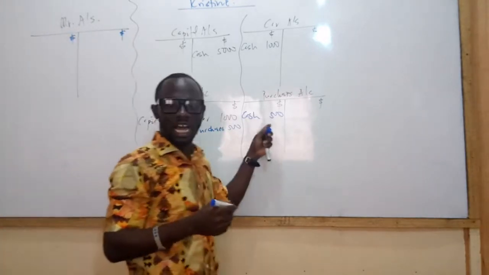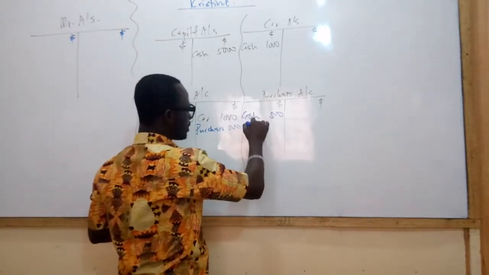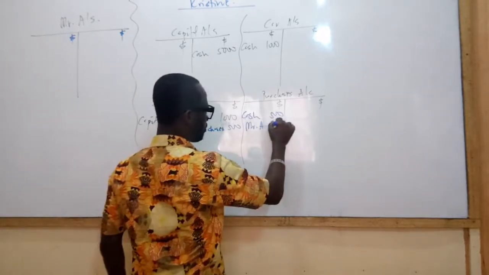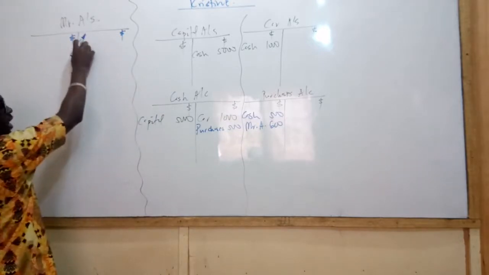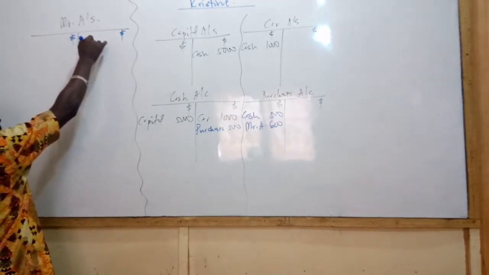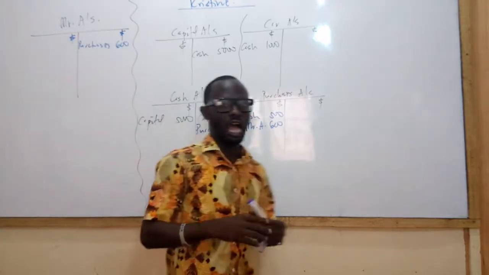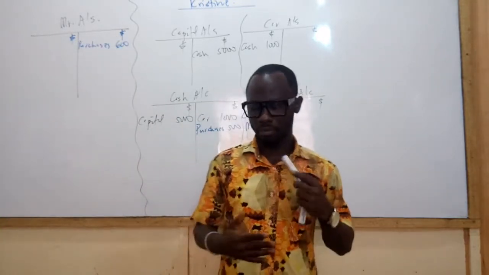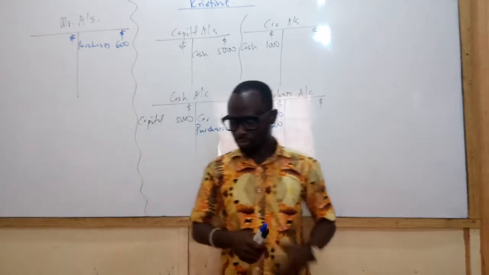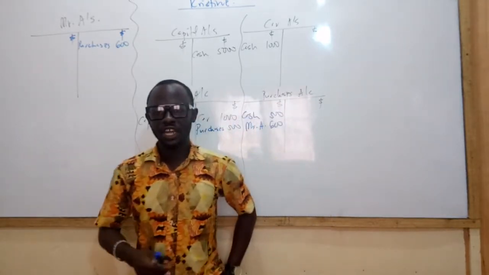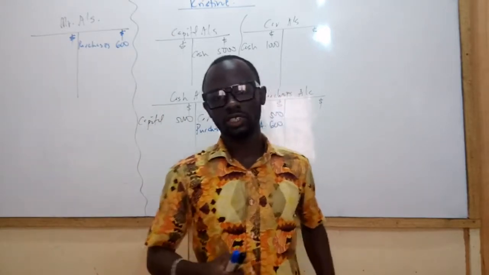So, purchases account will be debited in the name of Mr. A. And the amount is how much? 600. And then we credit Mr. A's account in the name of purchases. And the amount is 600. I hope you are following and you are picking it up, right? Next, they pay rent of $200 cash.